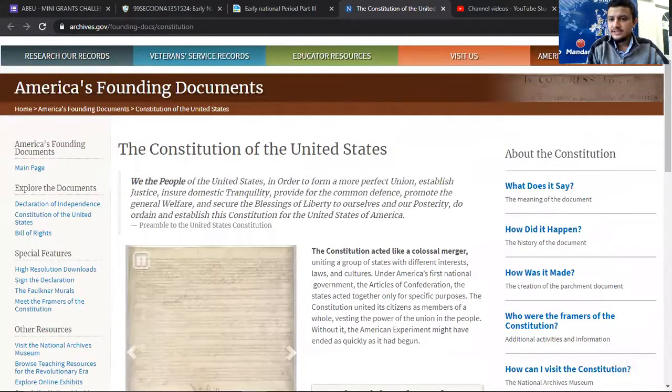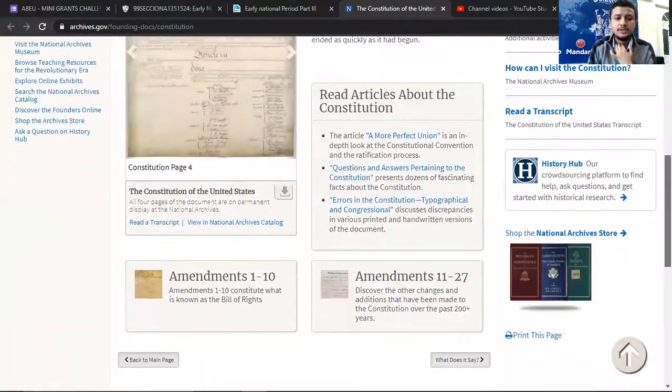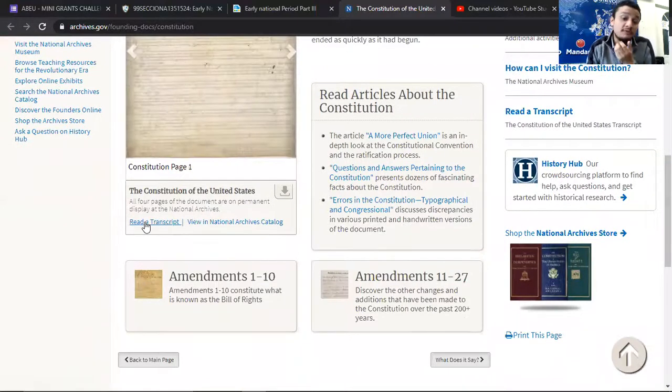If you want to know what it says, what happened, how it was made, who were the framers of the Constitution, if you want to read the transcript in here, you can actually do it.